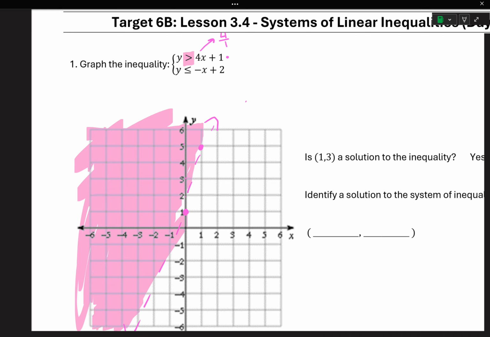Decent, I think. Am I happy with it? I'm happy with it. All right, now let's graph the second inequality. I'm going to do that in green.